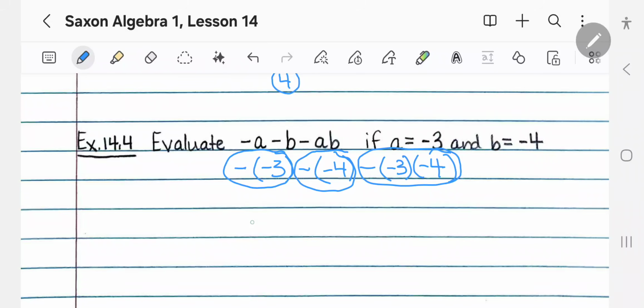The opposite of negative 3 is positive 3, plus. The opposite of negative 4 is positive 4, plus. I need to do this multiplication, right? Negative 3 times negative 4 would be a positive 12, but I'm taking the opposite of it, so negative 12. I put my positives together, combine them with the negatives, take the sign of the largest absolute value, and your answer is negative 5.